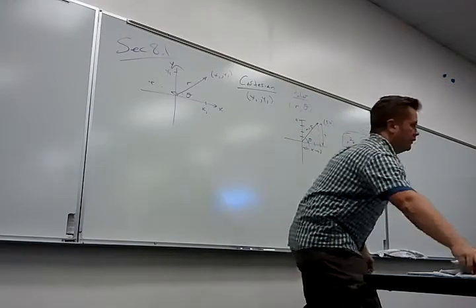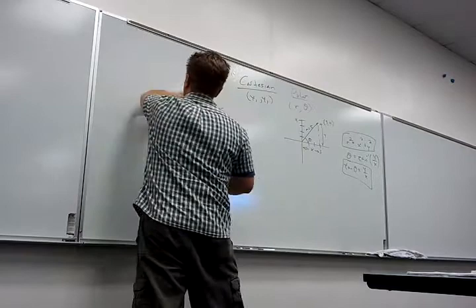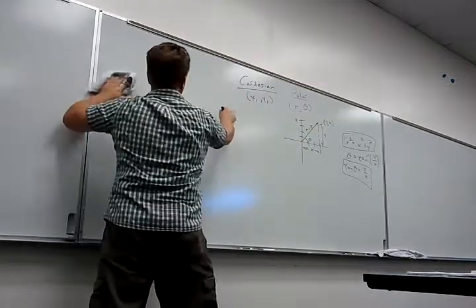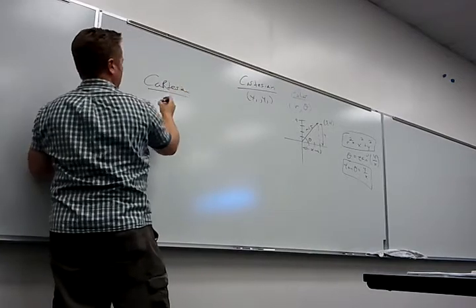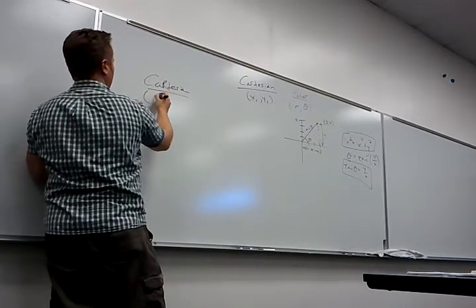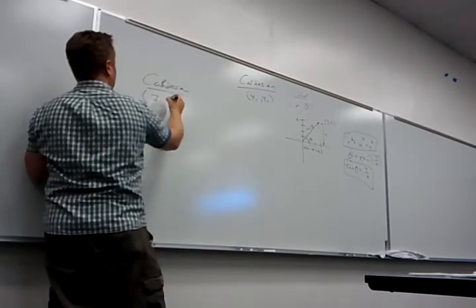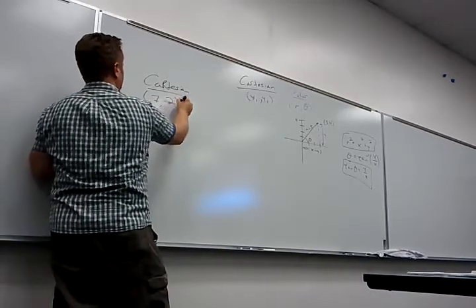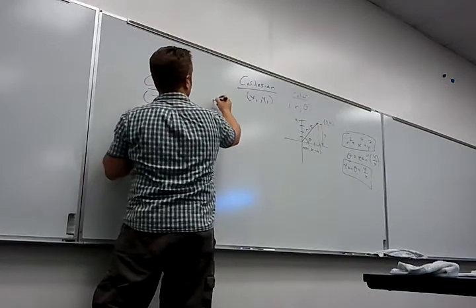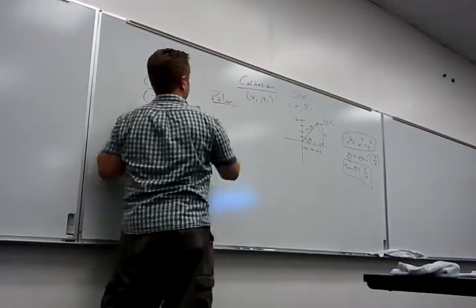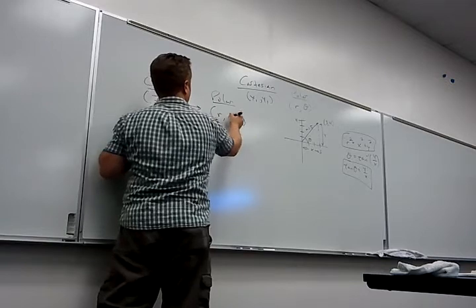What do I mean by that? If I just give you a point out of nowhere. So here it is in Cartesian. If I give you a point, let's not make it too freaky, 7, 2. Can you convert that into polar? Yes. r, theta.